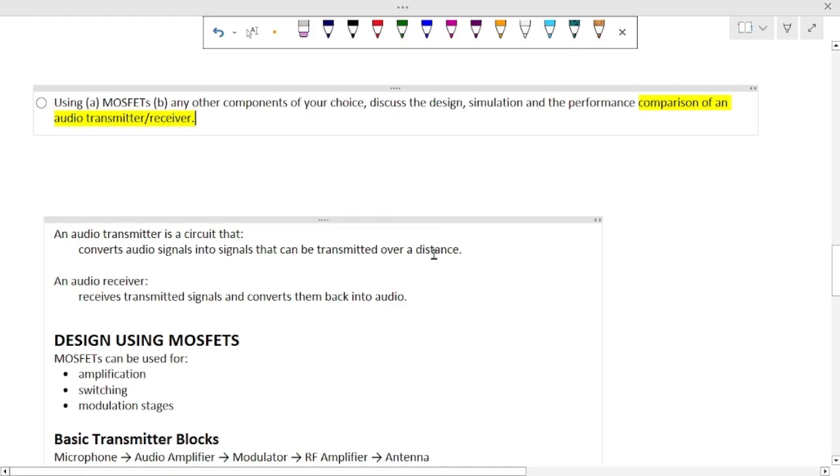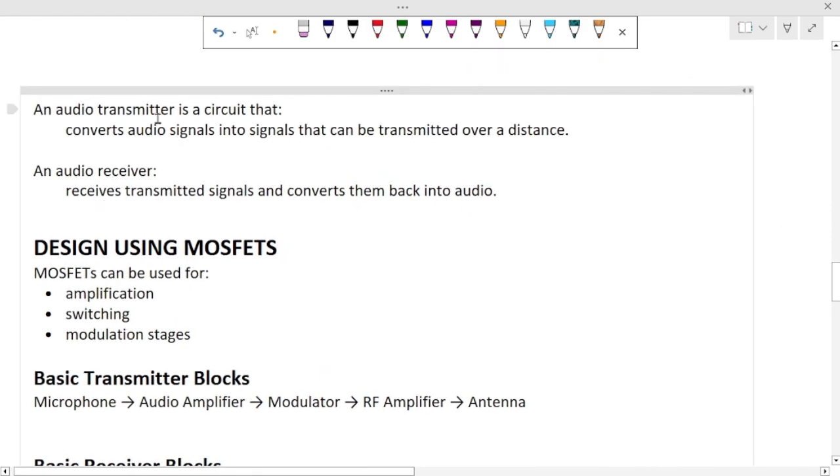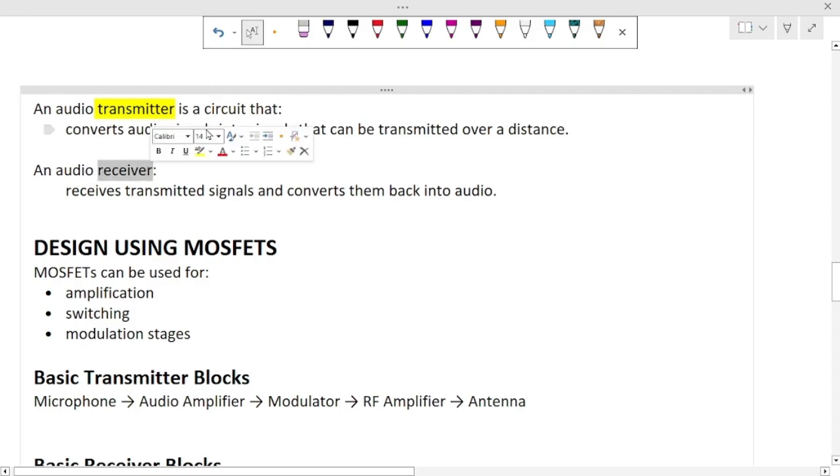So first of all, when we say an audio transmitter, what we are talking about is a circuit. Bear that in mind. A circuit that converts audio signal into signals that can be transmitted over a distance. That is for the transmitter. Then for the receiver, it receives the transmitted signal and converts it back into audio.